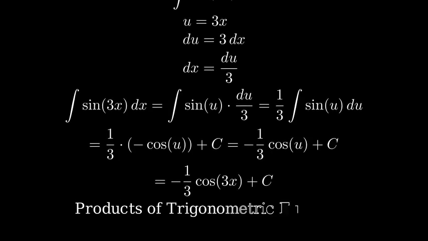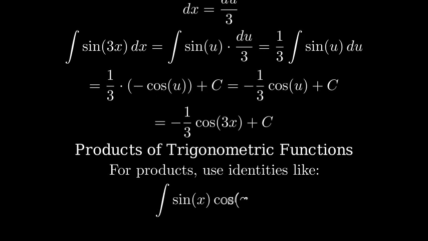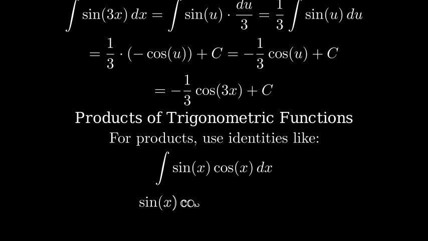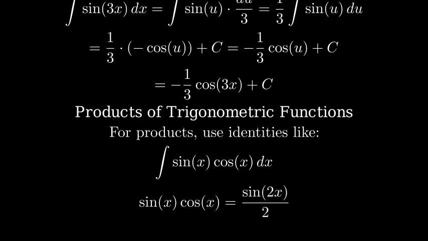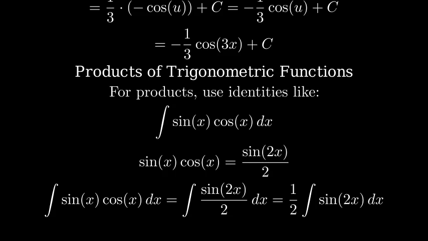Let's now look at integrals involving products of trigonometric functions. For these types of integrals, we often use product to sum formulas or other trigonometric identities. For example, let's integrate sine of x times cosine of x dx. We can use the identity sine of x times cosine of x equals 1/2 times sine of 2x. So our integral becomes 1/2 times the integral of sine of 2x dx.